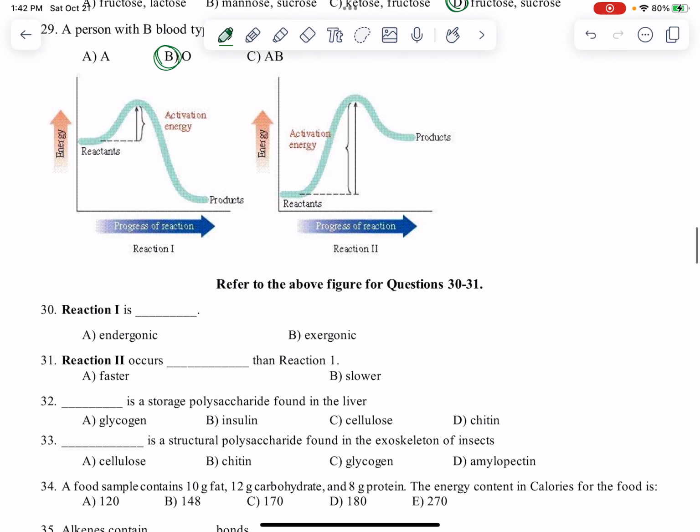30 and 31 refer to those reactions. Reaction 1, it's either endergonic or exergonic. In reaction 1, it's going to lower energy. It's releasing energy. That's exergonic. And then as I compare the speed of the two, since reaction 2 is endergonic, it has a larger activation energy than that one. So reaction 2 with a larger activation energy is going to be slower.